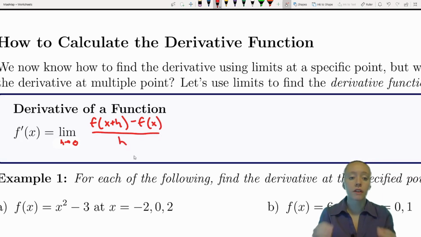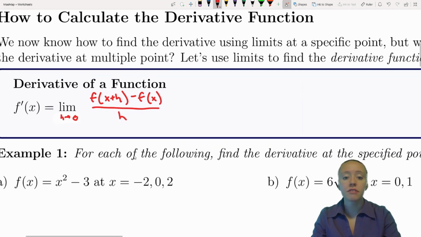This formula should look very familiar, except as opposed to plugging in a specific a value, we're now plugging in an x variable. That way, when we solve for that limit, it's going to be in terms of x, as opposed to giving us some exact value. Let's go ahead and use this limit definition for example 1.